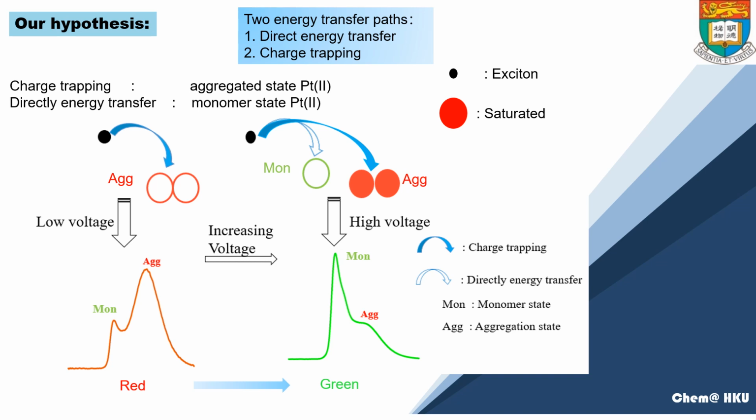Then we propose a hypothesis. As we know, there are 2 energy transfer passes. One is direct energy transfer, the other is charge trapping in the OLED. When applied low voltage, the exciton will preferentially come to the aggregated site with lower energy level. As a result, the aggregation emission will dominate, and the color will be red.